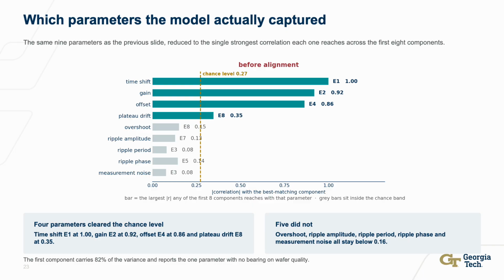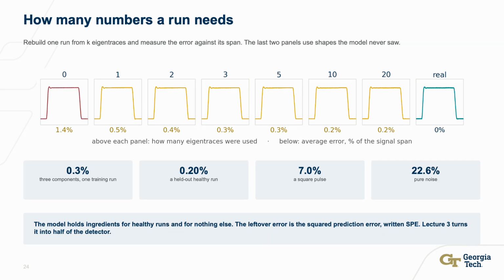I want to draw your attention to the top bar specifically. The first component carries 82% of all variation in the dataset, and what it is reporting is when each run starts. The start time is a real property of each run. It is measurable. It varies by plus or minus 15 ticks, and it has no bearing whatsoever on whether the wafer came out in spec. So the dominant structure that our model has learned is a property that we don't care about. Keep that in mind for the next few slides.